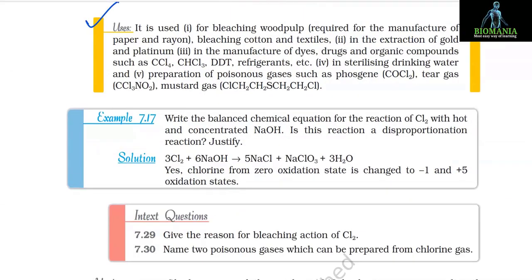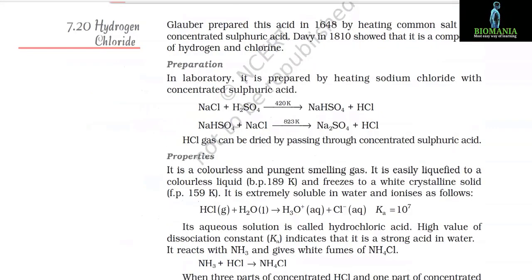Uses. It is used, number 1, for bleaching wood pulp required for the manufacture of paper and rayon, bleaching cotton and textiles. Number 2, in the extraction of gold and platinum. Number 3, in the manufacture of dyes, drugs and organic compounds such as CCl4, CHCl3, DDT, refrigerants, etc. Number 4, in sterilizing drinking water, and number 5, preparation of poisonous gases such as phosgene, COCl2, tear gas, CCl3NO2, and mustard gas, ClCH2CH2SCH2CH2Cl.